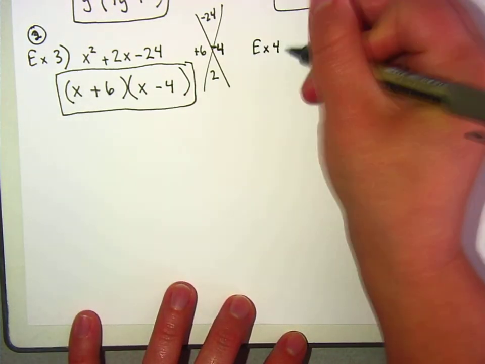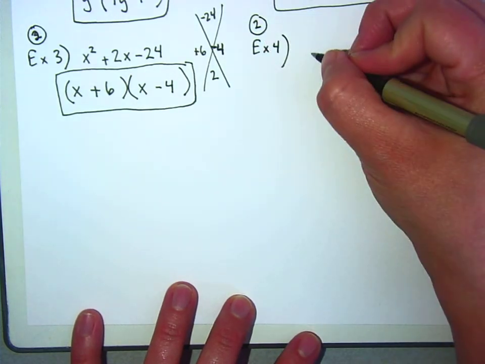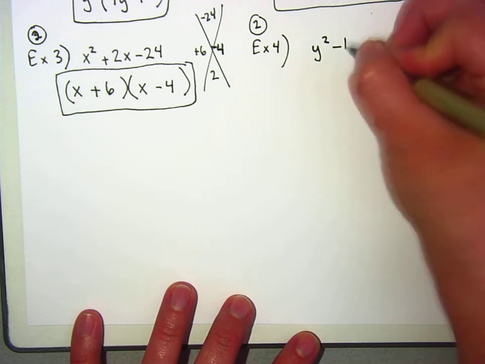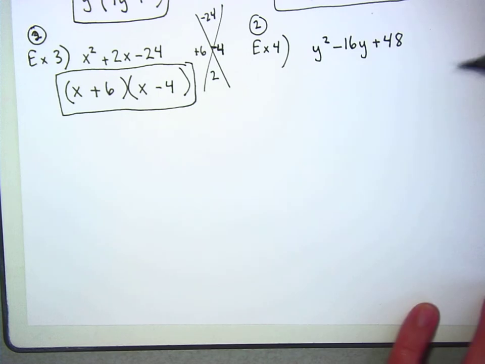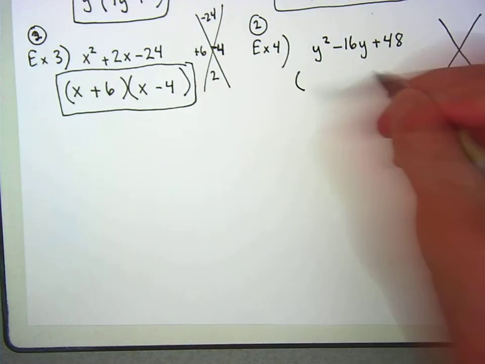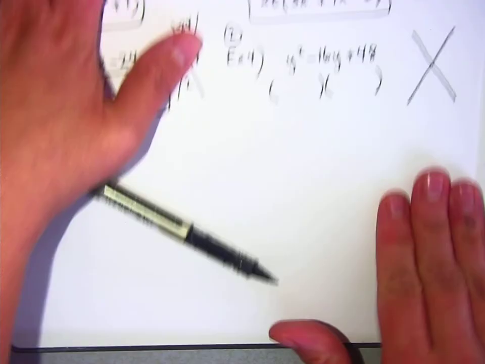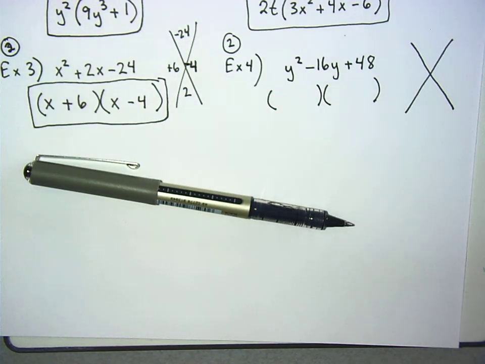This one is going to be worth a prize. You can try this with your partner. Again, this is an example of number 2. Let's do y squared minus 16y plus 48. Just to make me feel better, do the x this time. Talk to your partner about what goes where. Times goes on top.